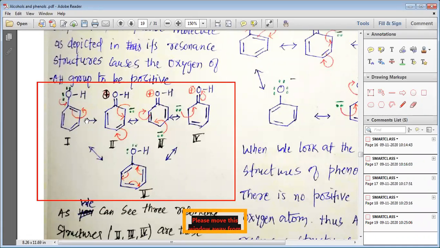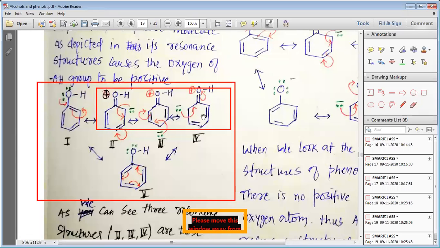One lone pair is involved in resonance with the benzene ring. As the electron pair is involved in the resonance in the benzene ring, oxygen loses its electron pair and turns out to be positively charged. If you look at only these three resonance structures, you will find that in these three resonance structures, oxygen has a positive charge.